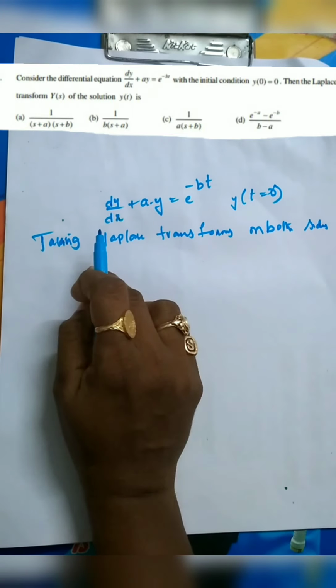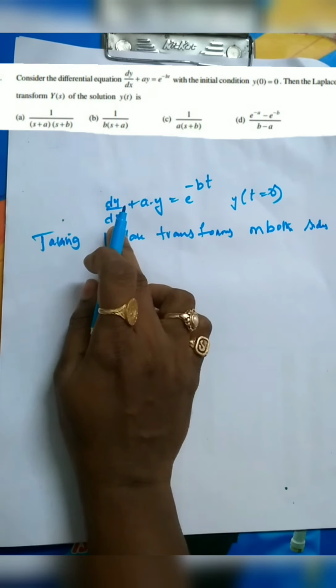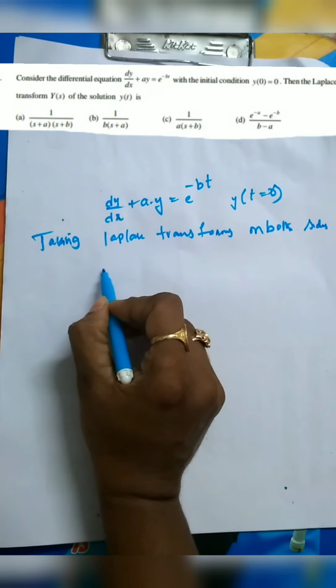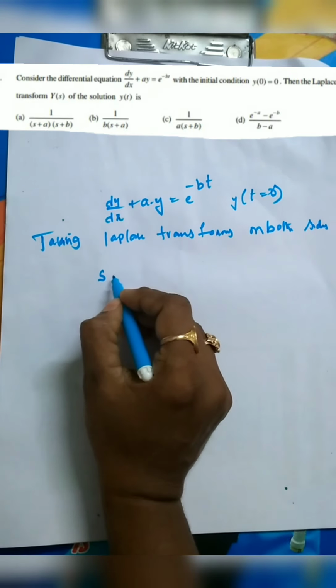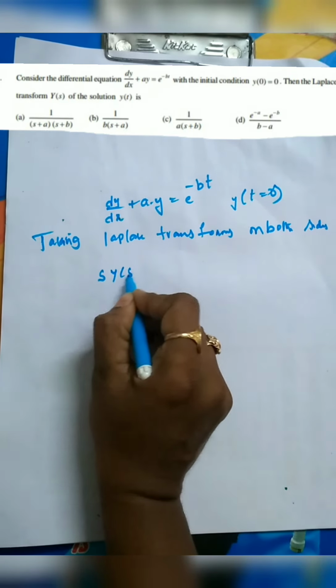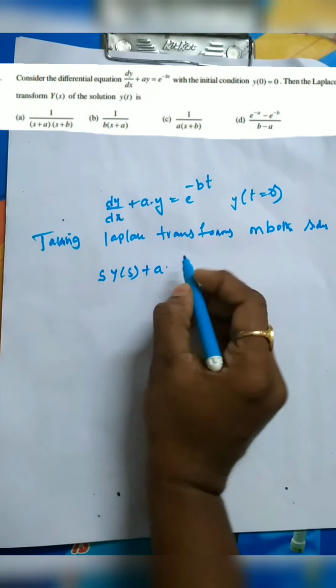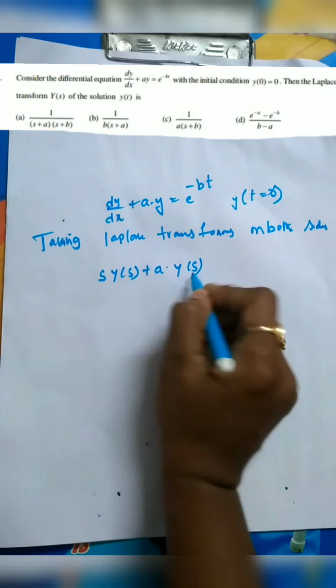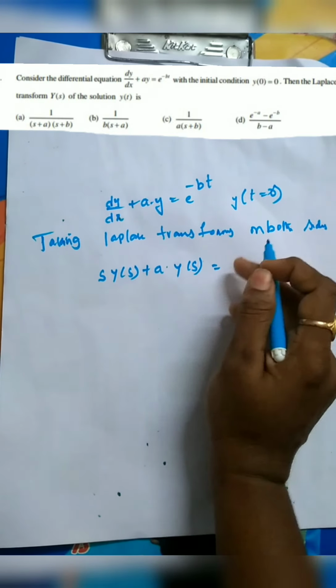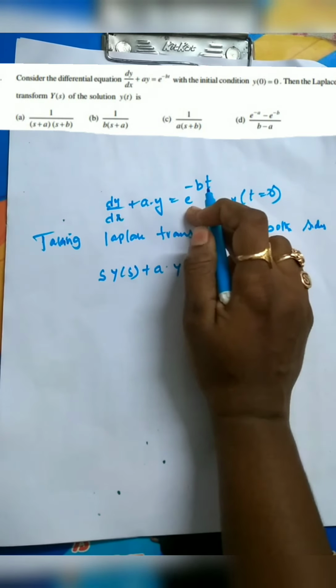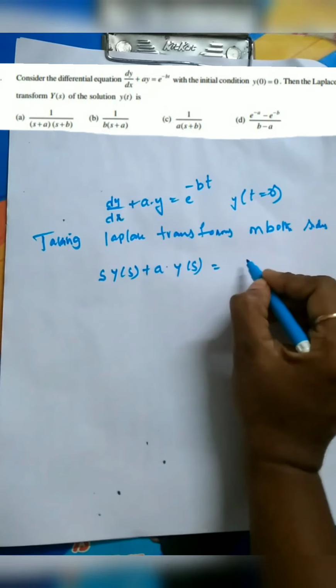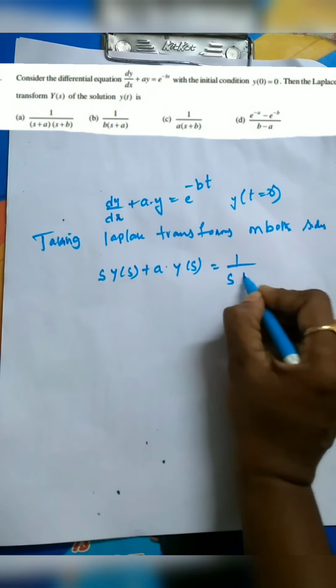After applying Laplace transforms on both sides, dy by dx transforms as s into y of s, plus a into y of s is equal to the Laplace transform of e power minus bt, which is 1 by s plus b.